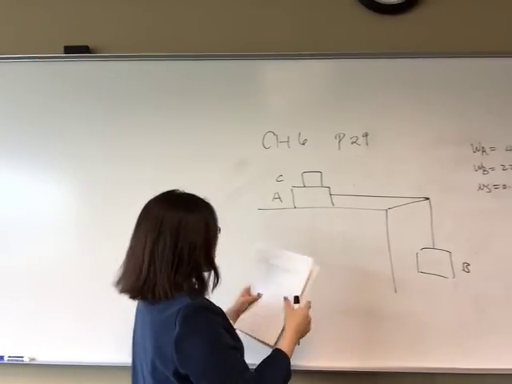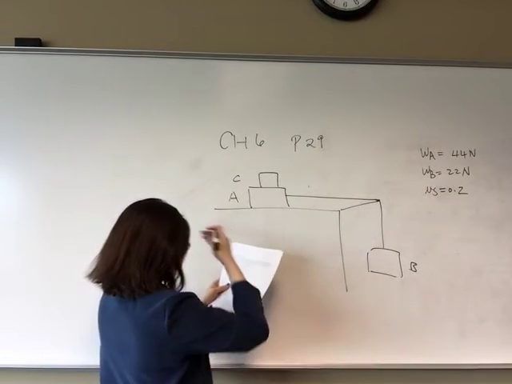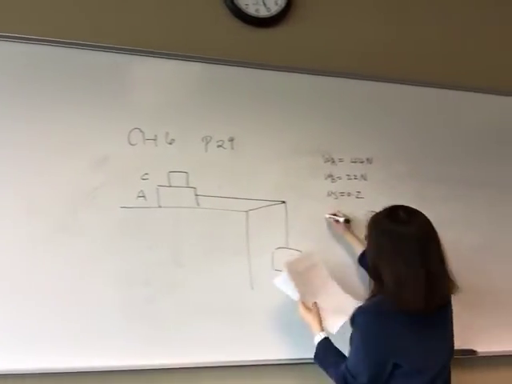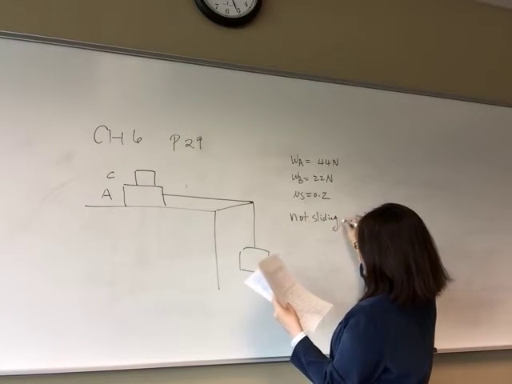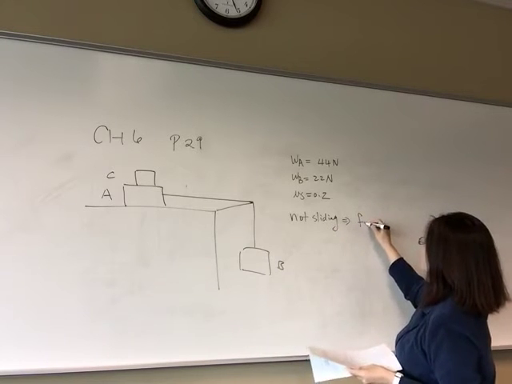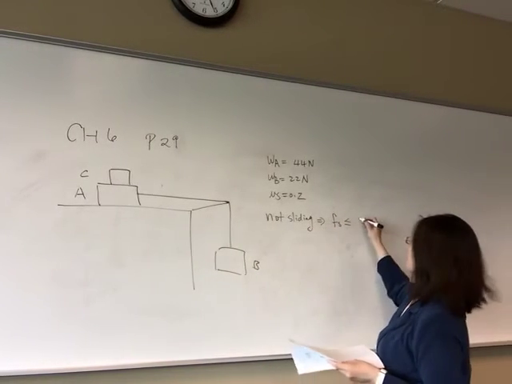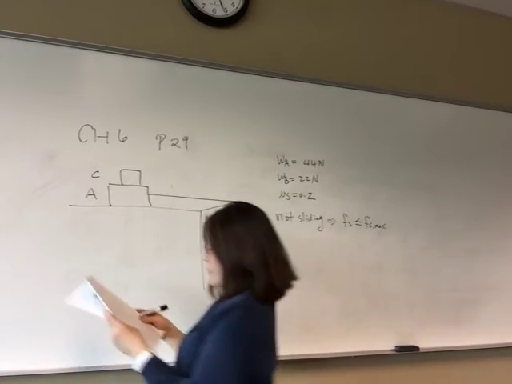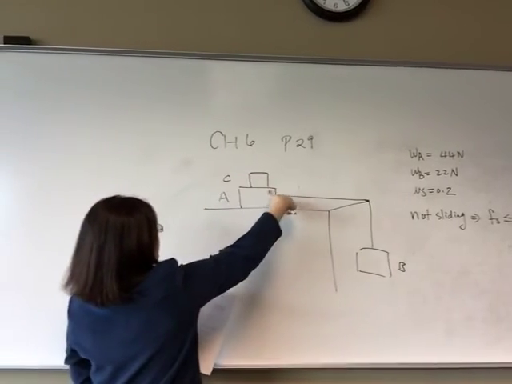Okay, so we can draw a free body diagram just to see what the minimum weight is when it's not sliding. If it's not sliding, it means that the frictional force has to be less than or equal to the maximum static friction. Okay, so we can draw a free body diagram on this thing.